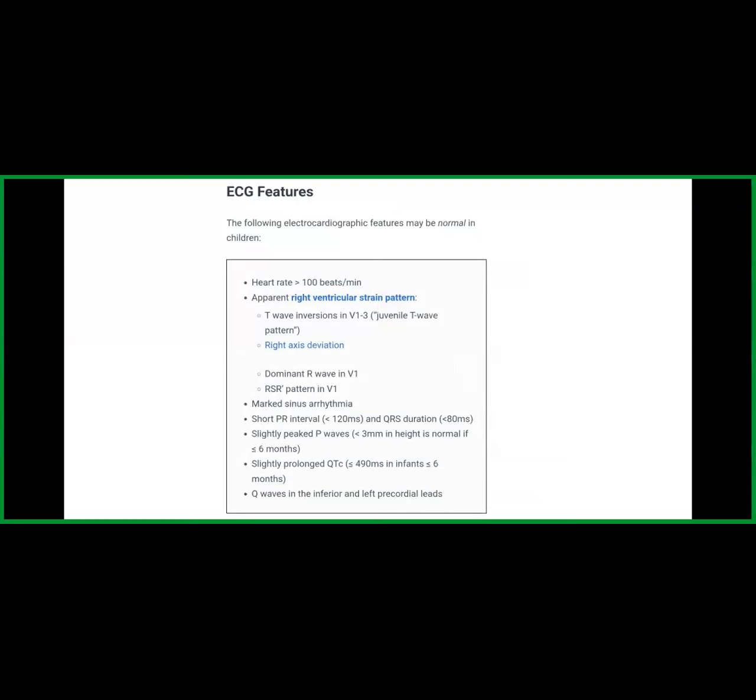What are the common ECG findings in children? Usually, a child will have a heart rate of more than 100. There is a particular right ventricular strain pattern in children, marked by T wave inversion in chest leads V1 to V3, and right axis deviation, which converts into the adult axis as the child grows. Then there is a dominant R wave in V1, an RSR' pattern, marked sinus arrhythmia in children, and a shorter PR interval. We are going to talk about all these things in subsequent slides.